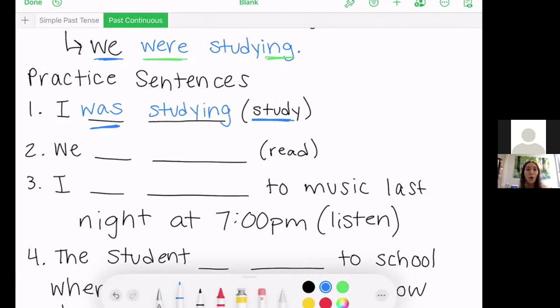Here we go. I was studying. Our subject is singular, therefore we use was. Study is the main verb, we add ing.